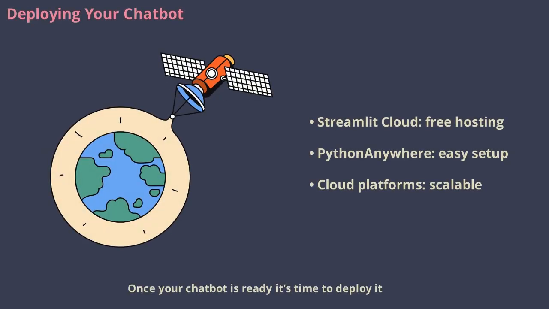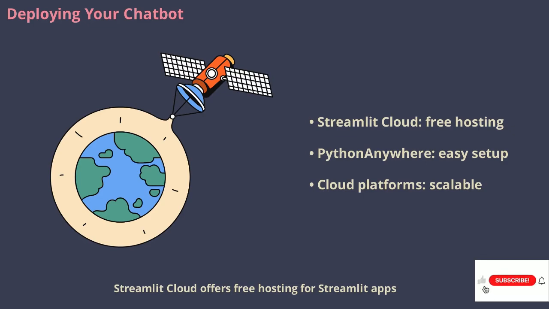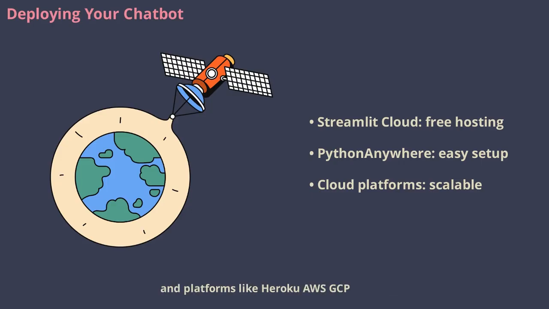Once your chatbot is ready, it's time to deploy it. You have several hosting options. Streamlit Cloud offers free hosting for Streamlit apps. PythonAnywhere is great for simple Python web apps, and platforms like Heroku, AWS, GCP, or Azure provide scalable cloud solutions. Choose the option that best fits your needs and budget.